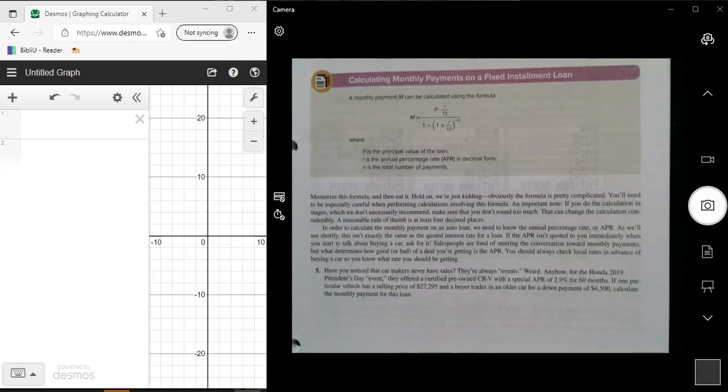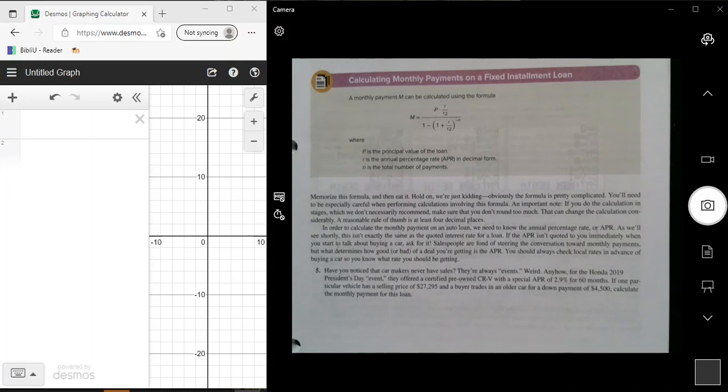All right, it says in order to calculate the monthly payment on an auto loan, we need to know the annual percentage rate or APR. As we'll see shortly, this isn't exactly the same as the quoted interest rate for a loan. If the APR isn't quoted to you immediately when you start to talk about buying a car, ask for it. Salespeople are fond of steering the conversation toward monthly payments, but what determines how good or bad of a deal you're getting is the APR. You should always check local rates in advance of buying a car so you know what rate you should be getting.